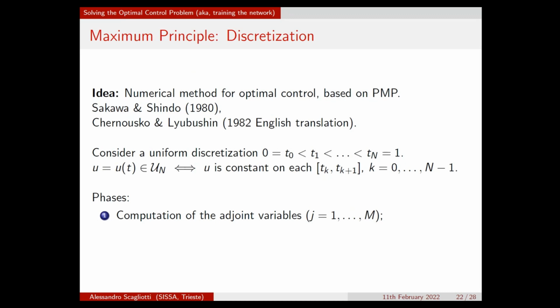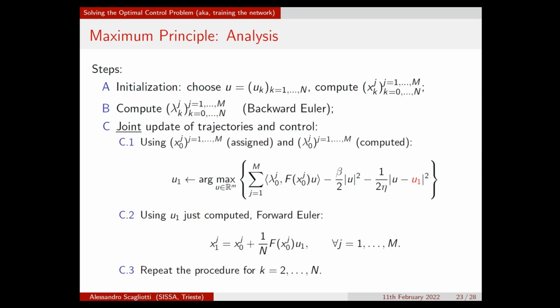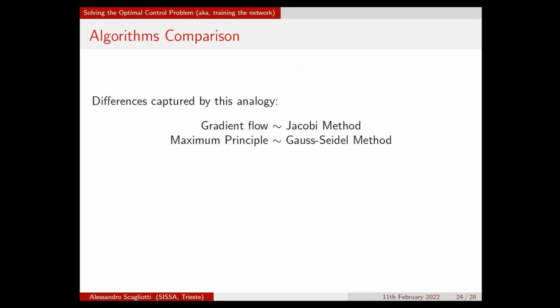So it consists only of two phases. In the first phase, there is the computation of the adjoint variables. And in the second phase, there is the joint computation of the trajectories and the update of the control. So the computation of the trajectories and the update of the control take place simultaneously. Okay, and now I report the technical slide in case of questions. Okay, algorithm comparison. What are the differences between those two approaches? Basically, the difference is captured by this analogy.